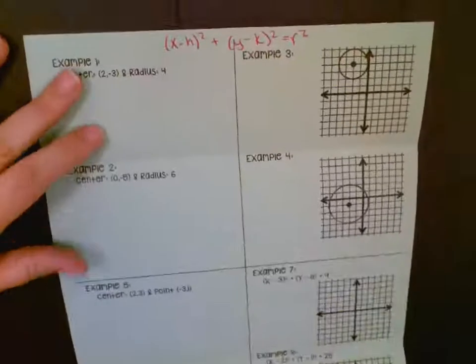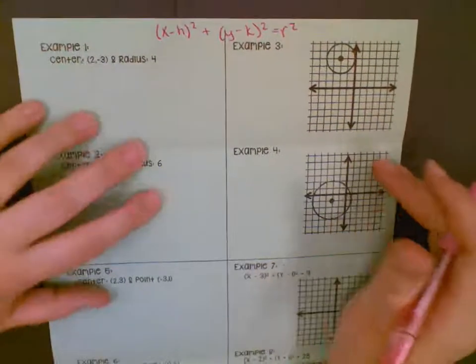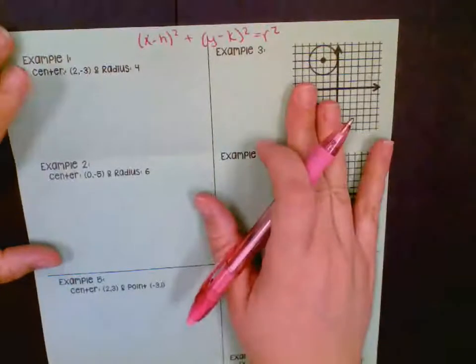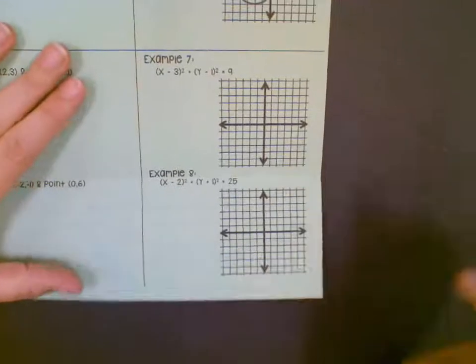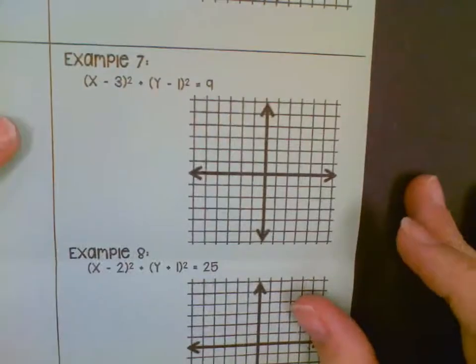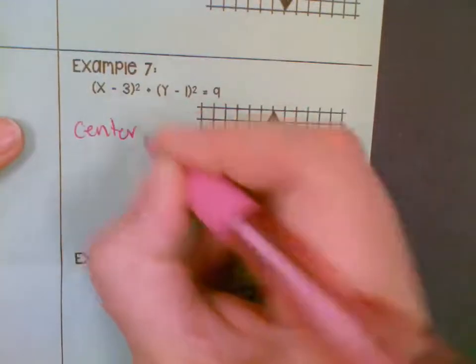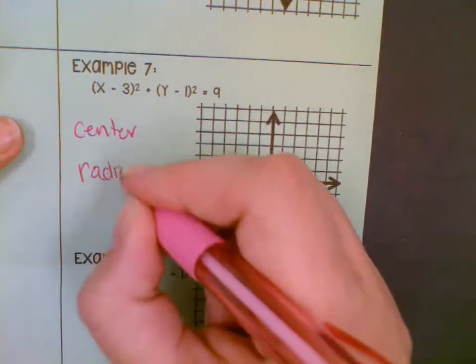So let's take a look at our examples. I wrote the formula at the top again because you use it for all of them. Instead of starting where we're writing these, I want us to start by graphing at the bottom, because then you understand it a little better.